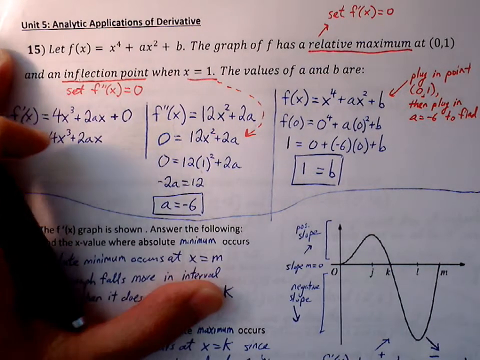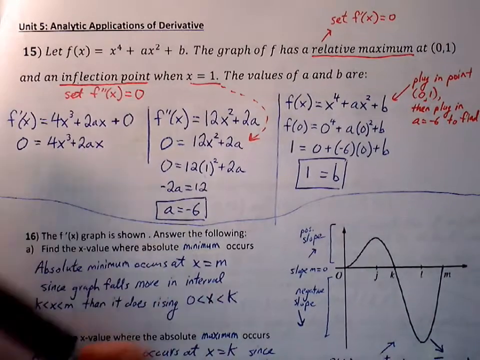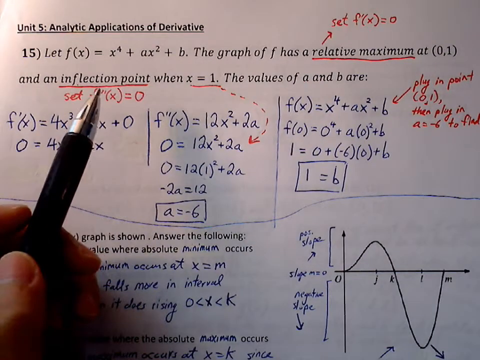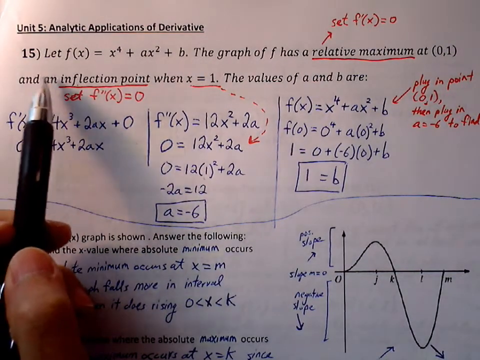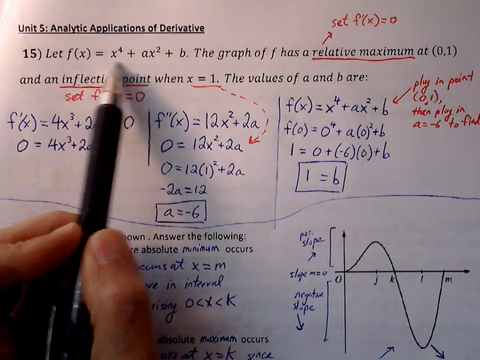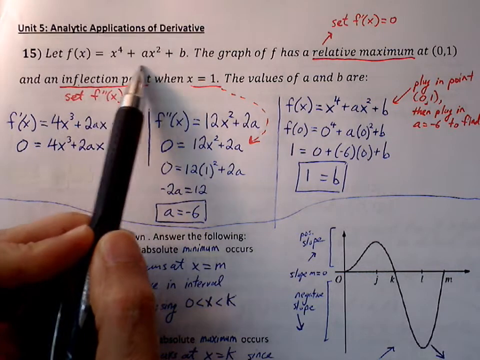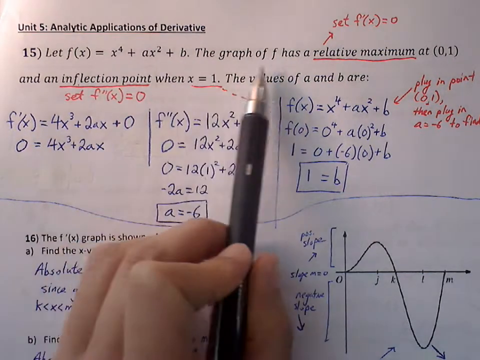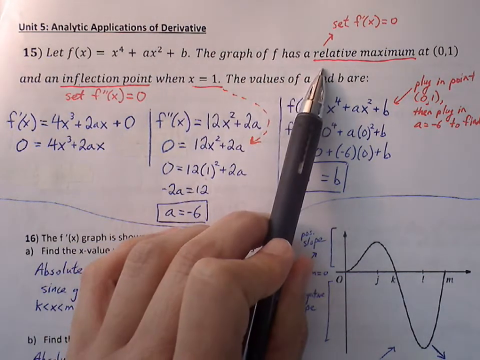Let's look at AP Live. This is continuing with our review worksheet for AP exam, number 15. Let f of x be equal to this polynomial function here, x to the 4 plus ax squared plus b. The graph has a relative maximum at 0, 1.